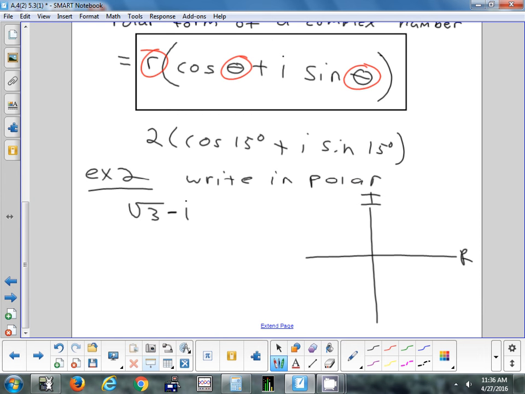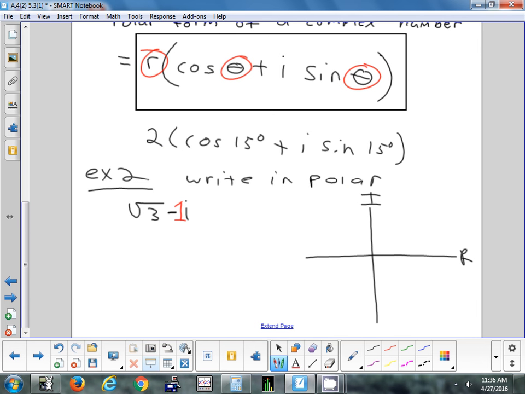Okay, my real part is square root of 3. What's my imaginary part? They didn't write a number in next to i. Yep, -1. Good. So if you want to write that in, you can just put it in. So my real part is positive. My imaginary part is negative.